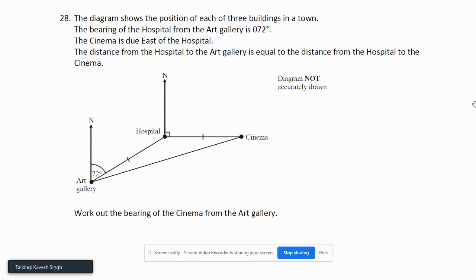The diagram shows the position of each of the three buildings in a town. The bearing of the hospital from the art gallery is 72 degrees. The cinema is due east of the hospital. Wherever you see east, remember that east is associated with 90 degrees from north.